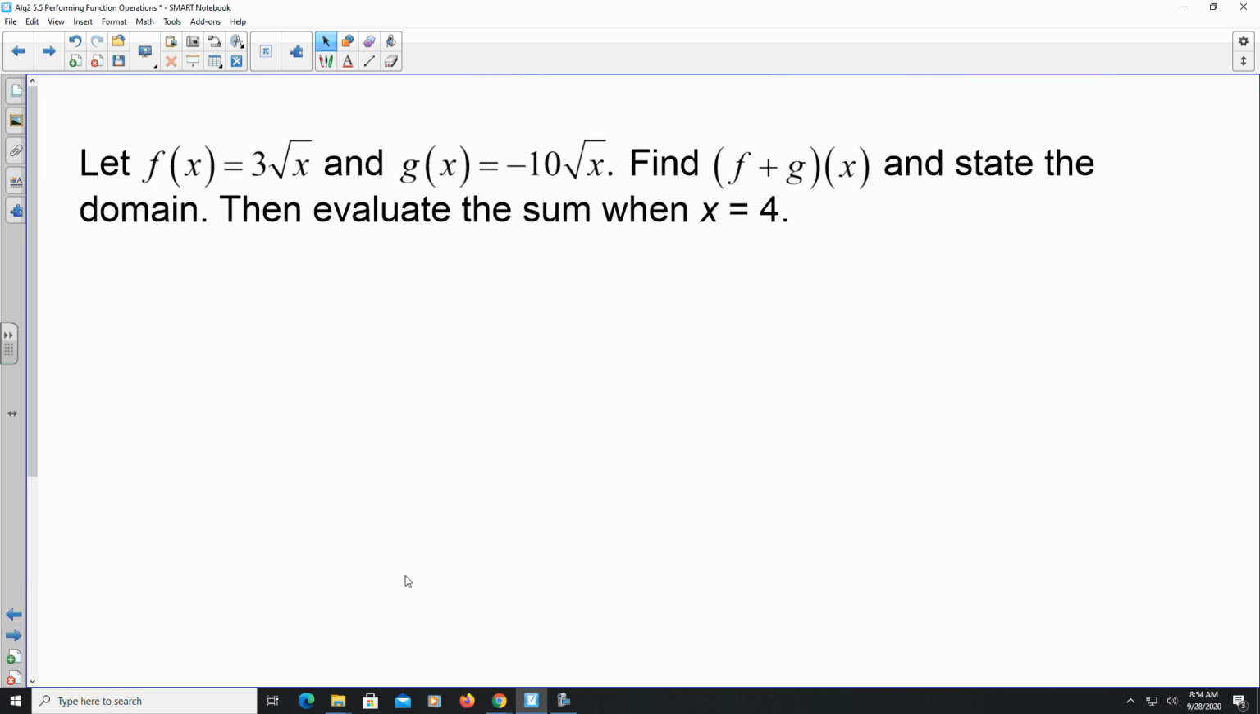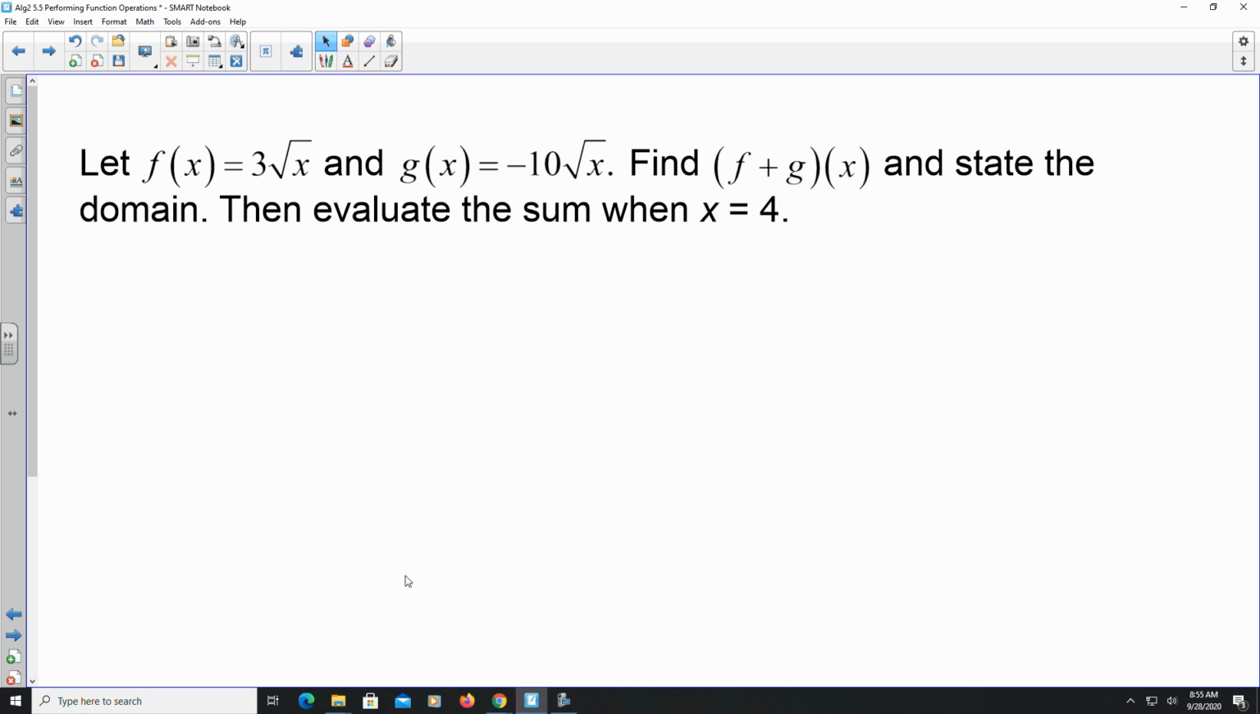So here it says let f of x be 3 times the square root of x and g of x be negative 10 times the square root of x. They want you to find the addition of this, and then they want you to state the domain. Then they want you to evaluate when x equals 4.